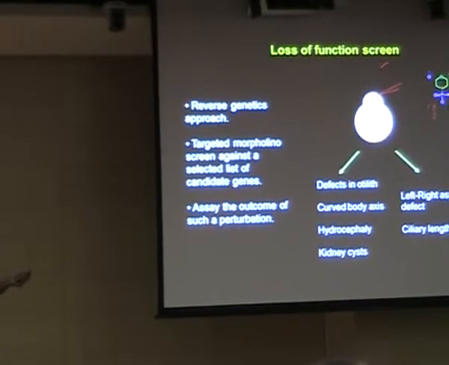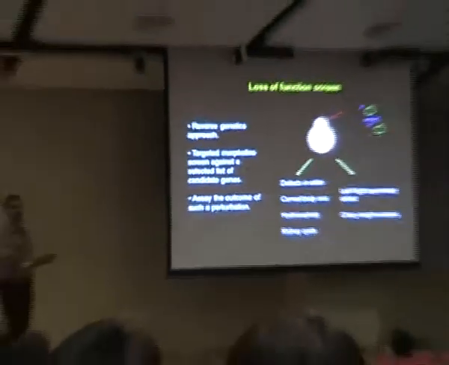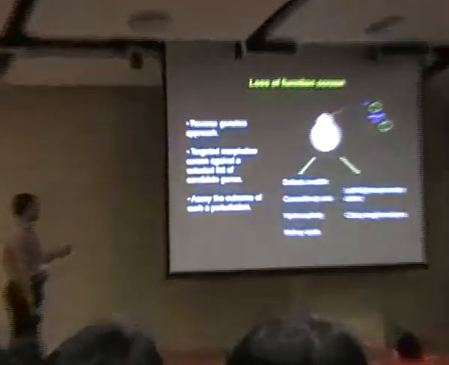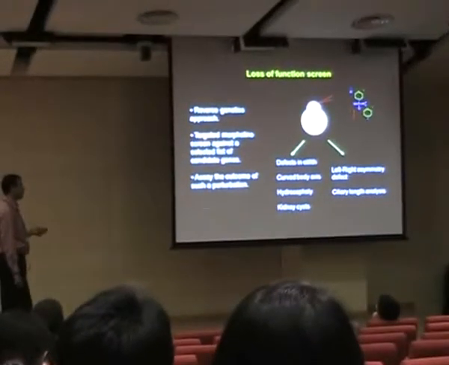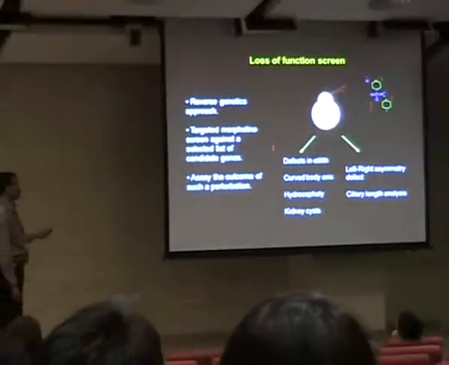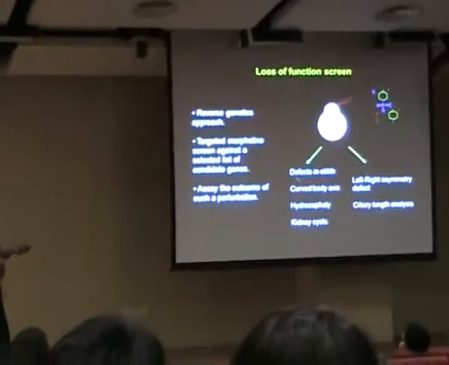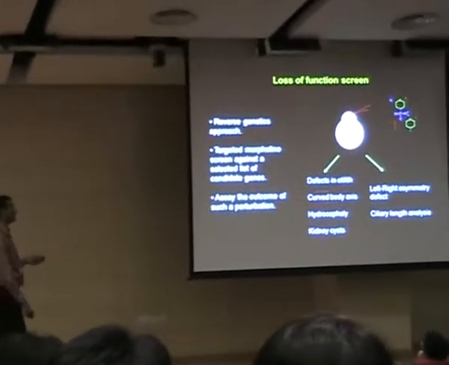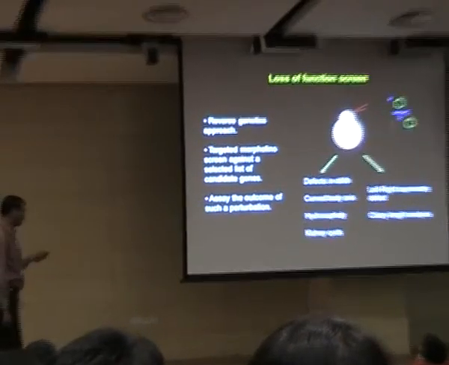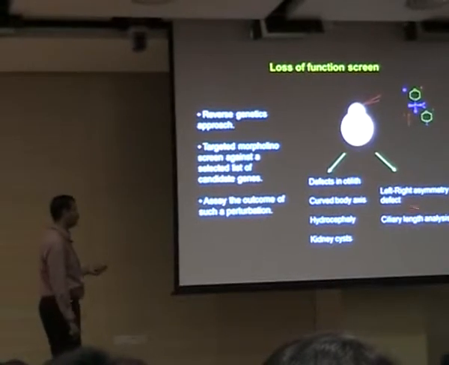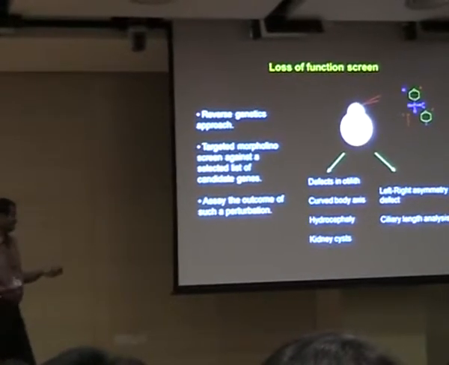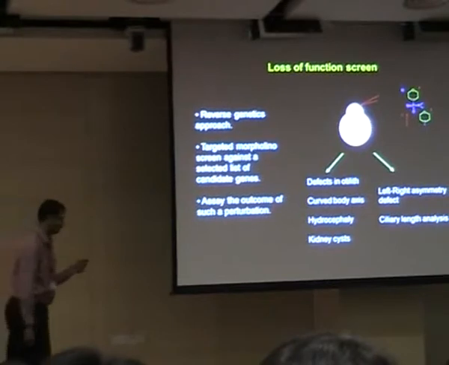So we designed morpholinos. Morpholinos are chemicals that can be injected into the embryo and block gene translation. The morpholino was injected into a one-cell stage embryo, and then we scored for the result of such a perturbation. What we assayed for are defects in otoliths, which I'll come to one by one, curved body axis, hydrocephaly, or development of kidney cysts. This is at the gross phenotype level. At the molecular level, I asked how many of these have left-right asymmetric defects and what is happening to the cilia.